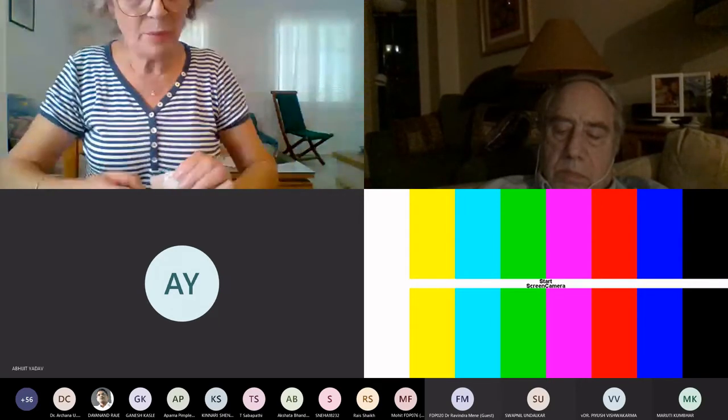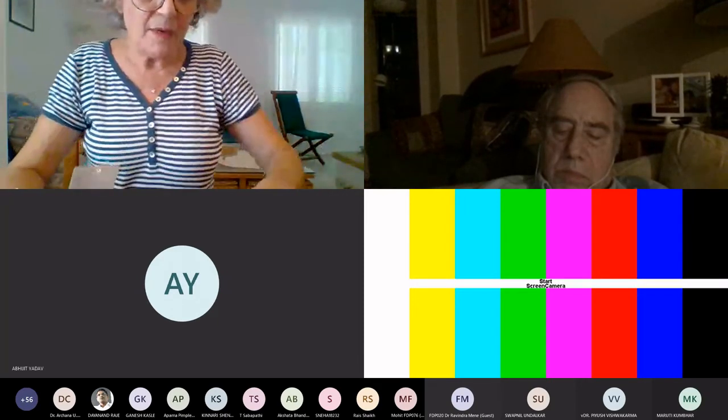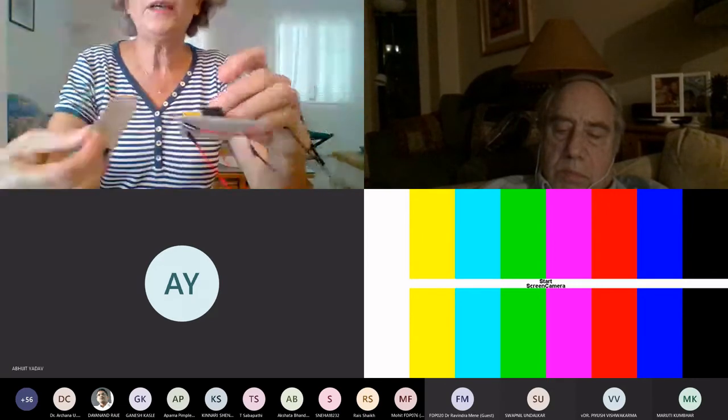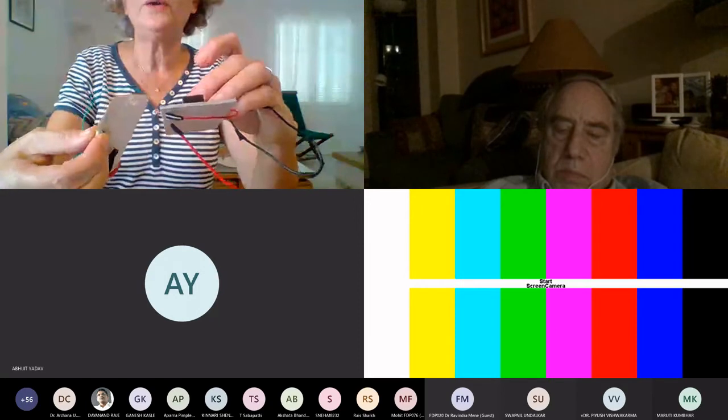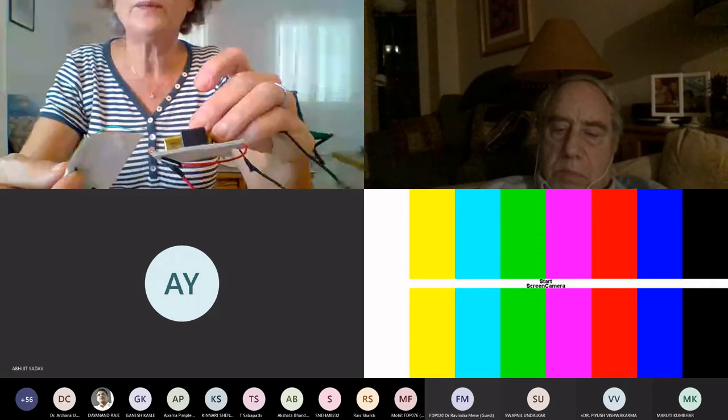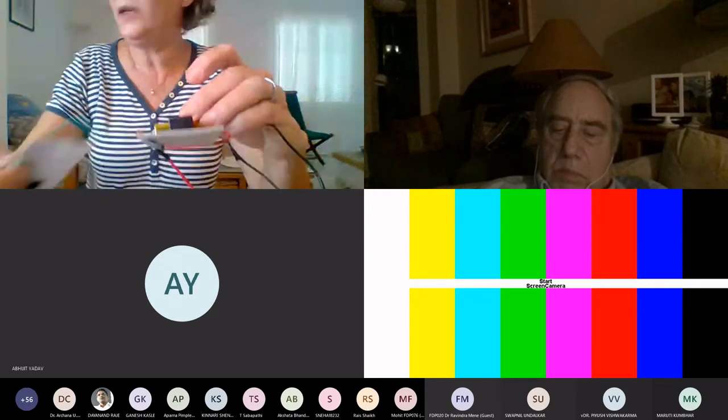Anyway, I put the emitter, which is the LED, in front of the receiver, and when I put the light on the receiver, you hear beep, beep, beep.